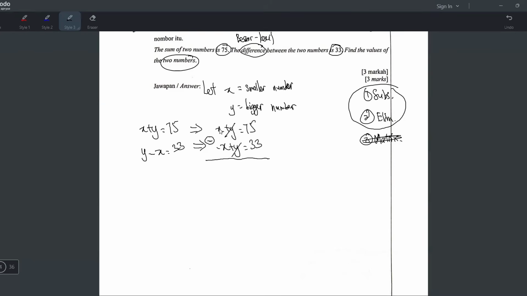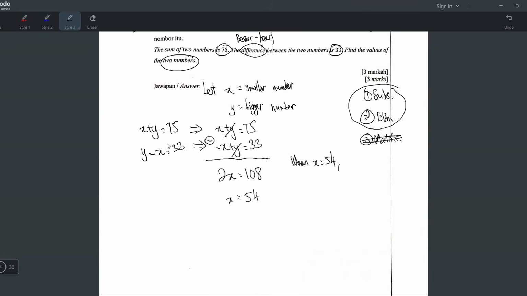So y minus y becomes zero. x minus negative becomes plus, x plus x. x, 75 plus 33, that's going to be 108. So x equals 54. Is it? Yes. So with your x value now, you can substitute back into one of these equations to find the y.